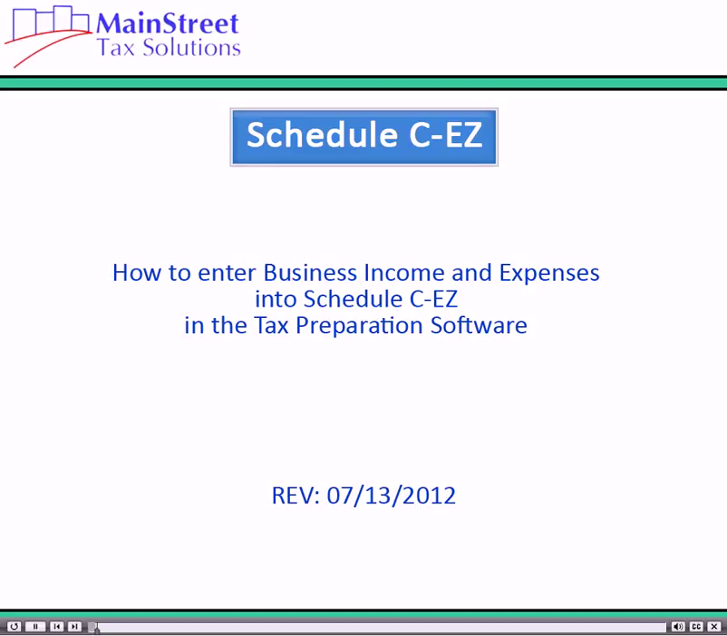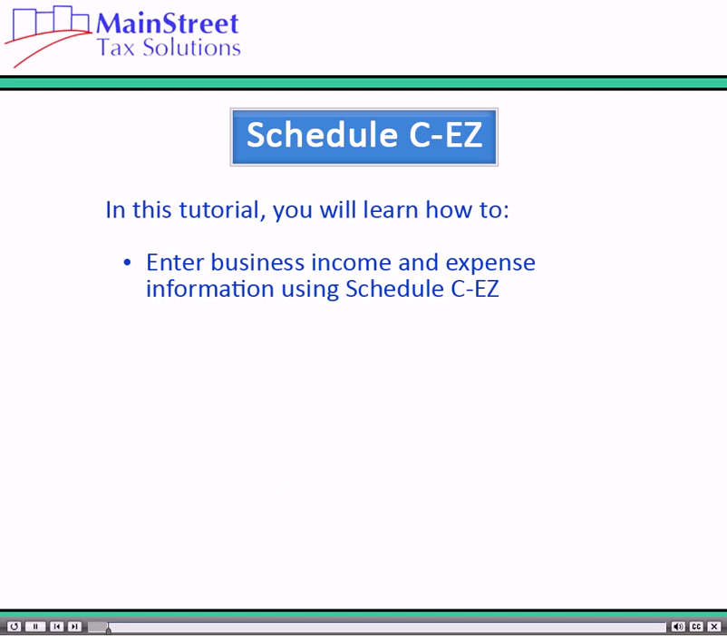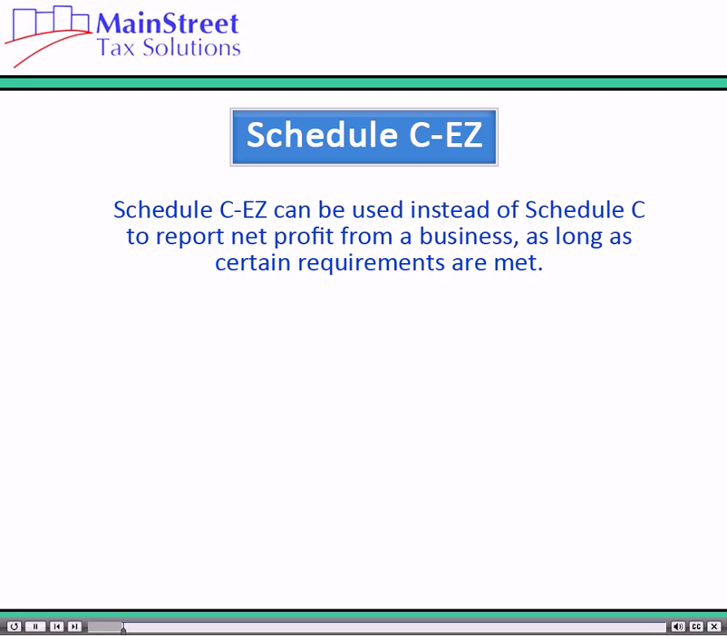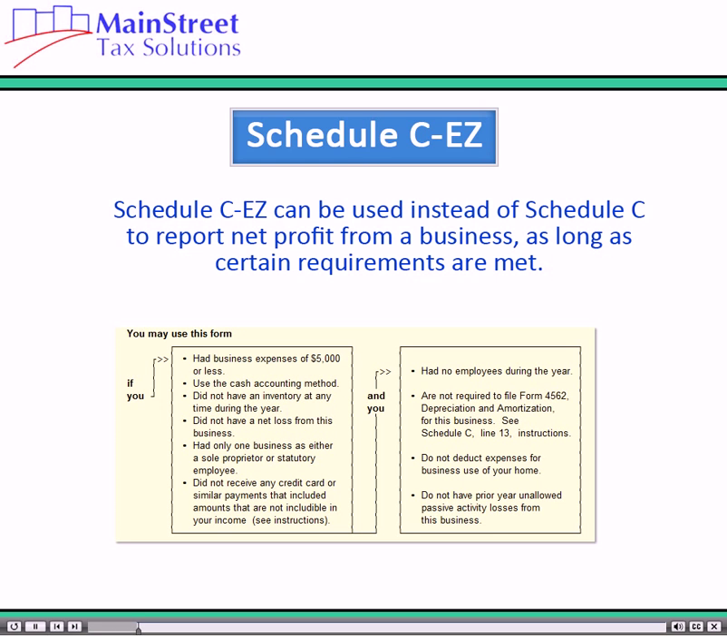In this tutorial, we will walk you through how to enter business income into the Schedule C EZ in the tax preparation software. After completing this lesson, you should be able to enter business income and expense information using Schedule C EZ. Schedule C EZ can be used instead of Schedule C to report net profit from a business as long as certain requirements are met. These requirements are listed at the top of Schedule C EZ.